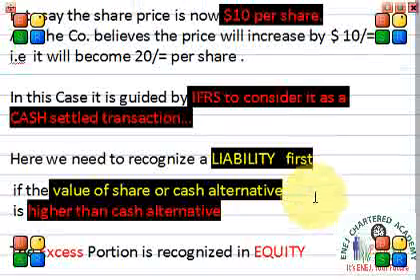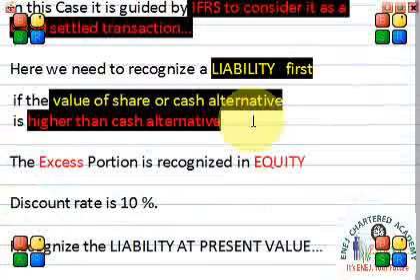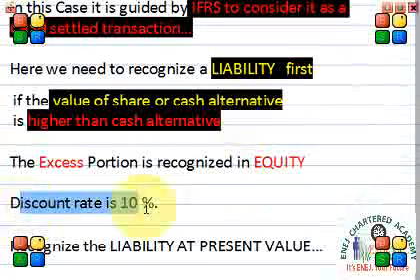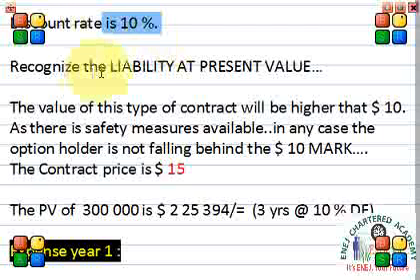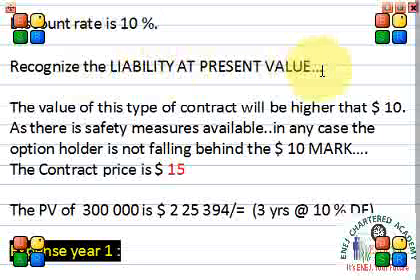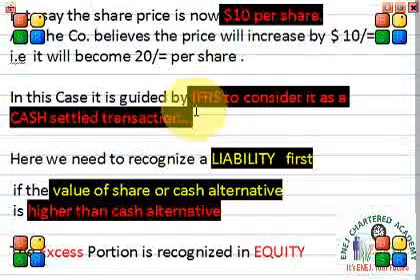So as we have seen in this example, it's something over a 3 years period, so we need a discount rate. Here our discount rate is 10%. Recognize the liability at present value. From our previous studies, we know how to convert it into present value. The value of this type of contract will be higher than 10.